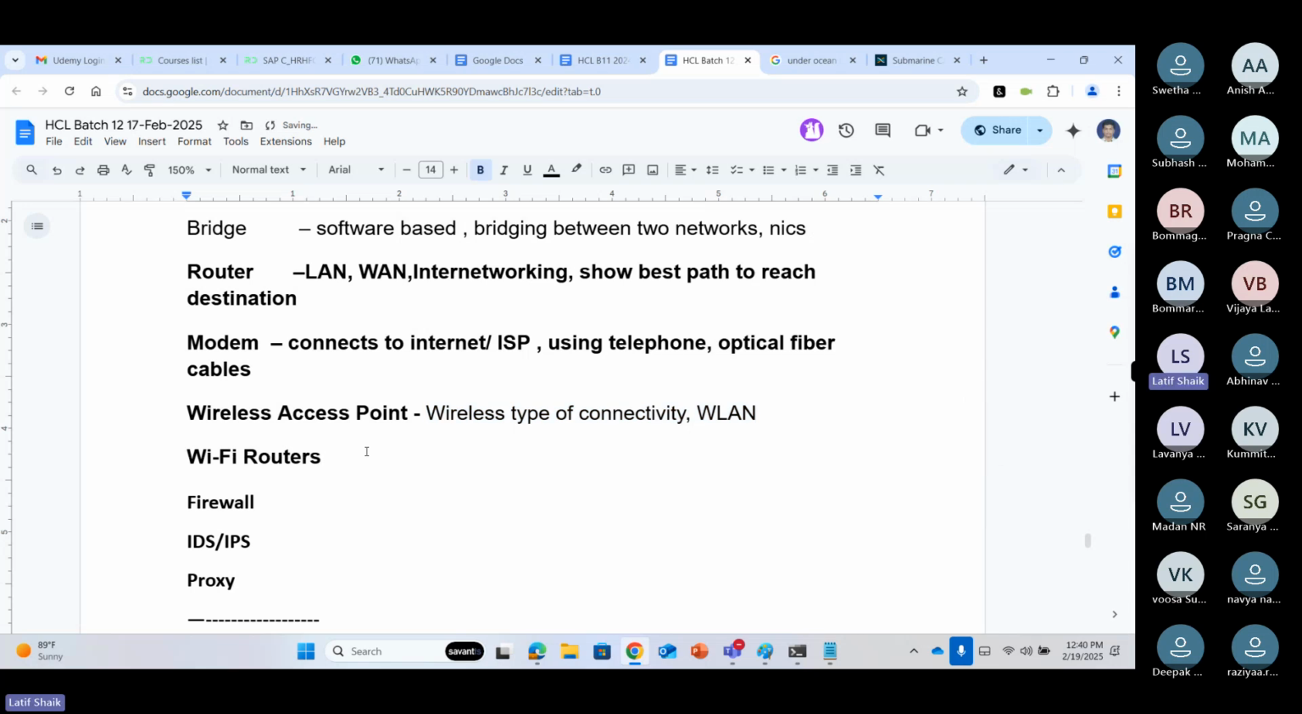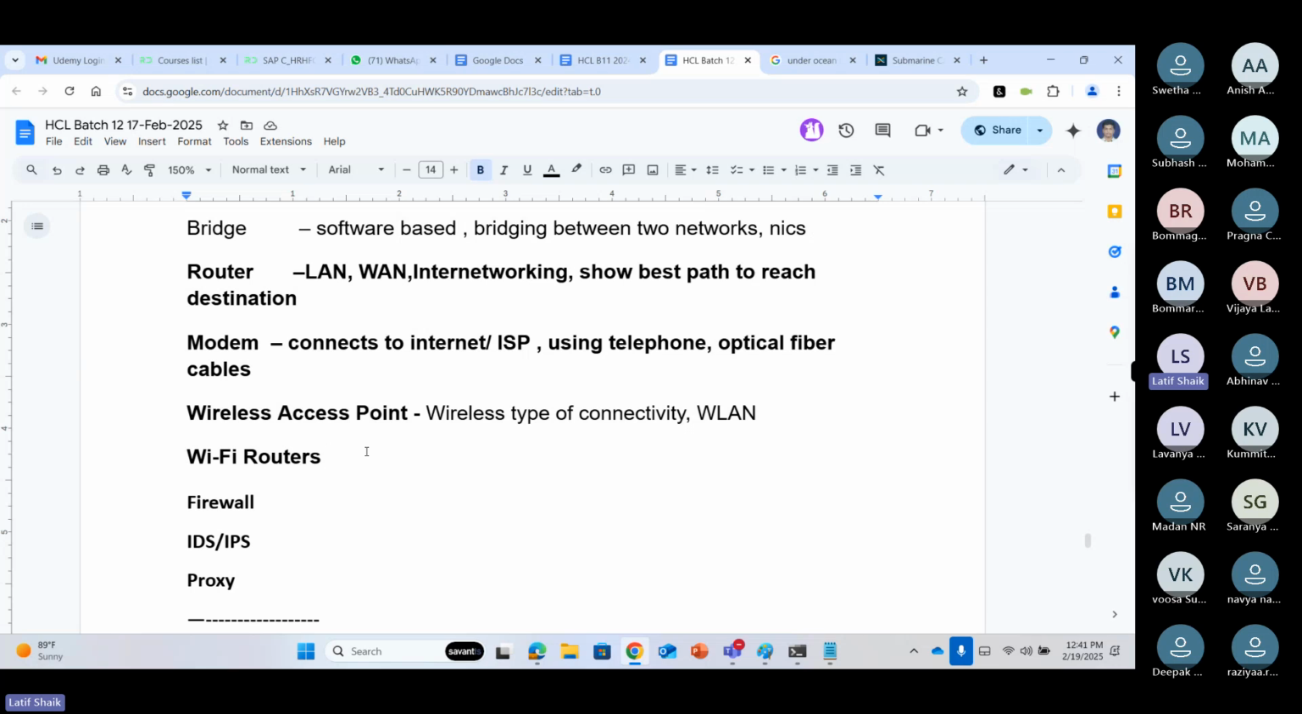Wi-Fi router is what we generally use. We are not using any switches, hubs, routers or wireless access points in your home. In your home, you don't see those things. But still you are getting connected. How? Because of wireless routers, Wi-Fi routers.